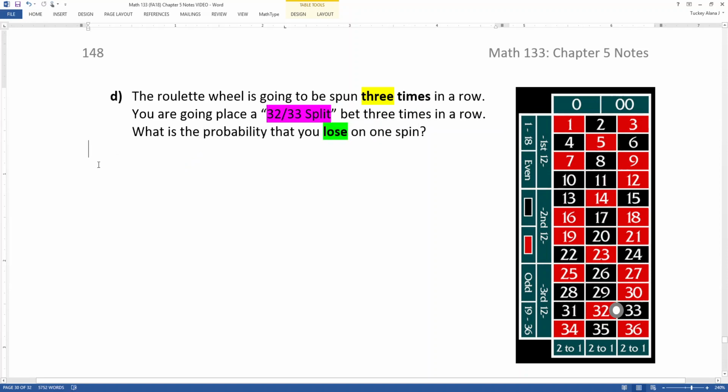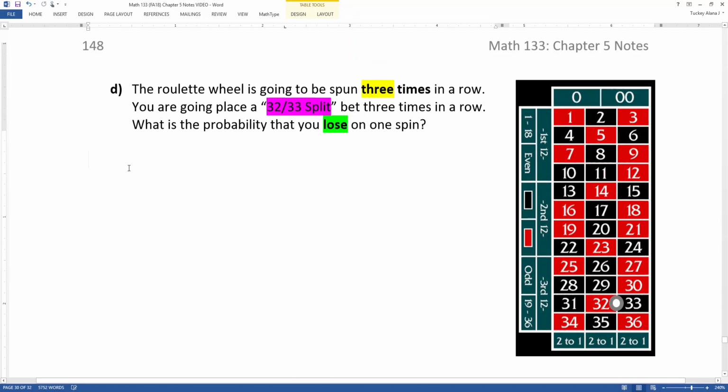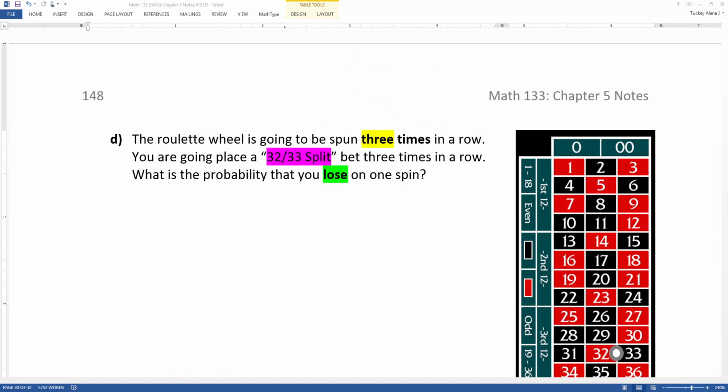All right, now you'll notice this is not an at least one question. This is kind of a review question. What's the probability that you lose on one spin? But it's not telling you which spin you're losing on. So you're betting 3 times. So you could lose on the first spin, you could lose on the second spin, or you could lose on the third spin. So let's make a quick note of what it takes to win and lose, first of all.